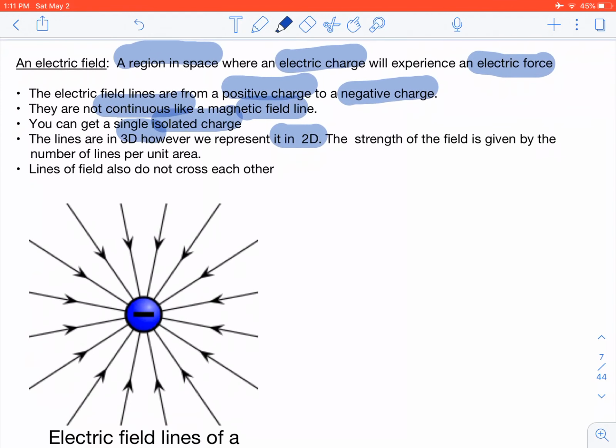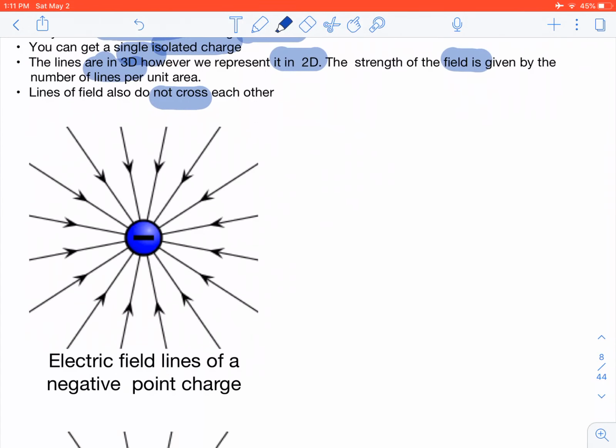And again, the strength of the field is given by the number of lines per unit area. And another thing is that lines of field do not cross. Now here I've given you an indication of an electric field line of a negative point charge. See how it goes. It's concentric, and we're showing it also as being symmetrical. So the field lines are towards the negative charge, and they converge.